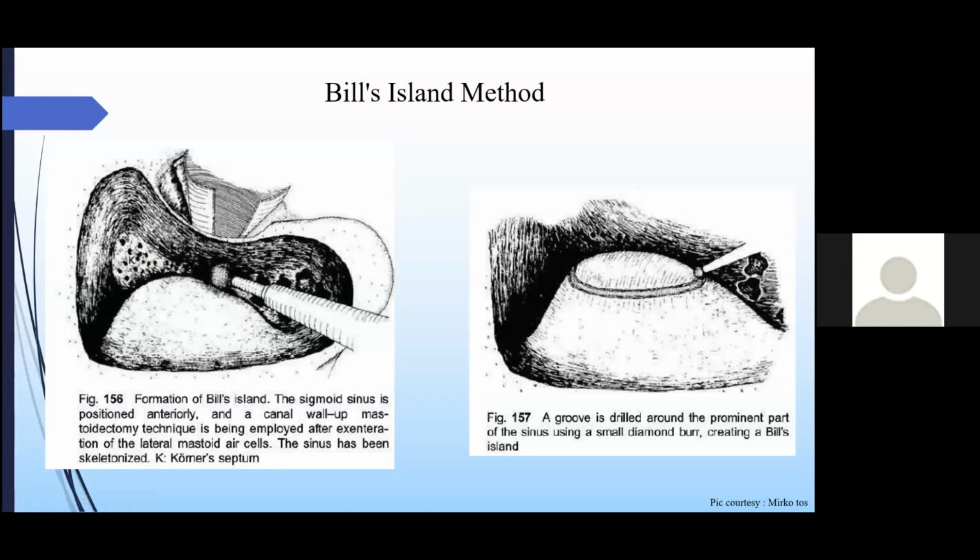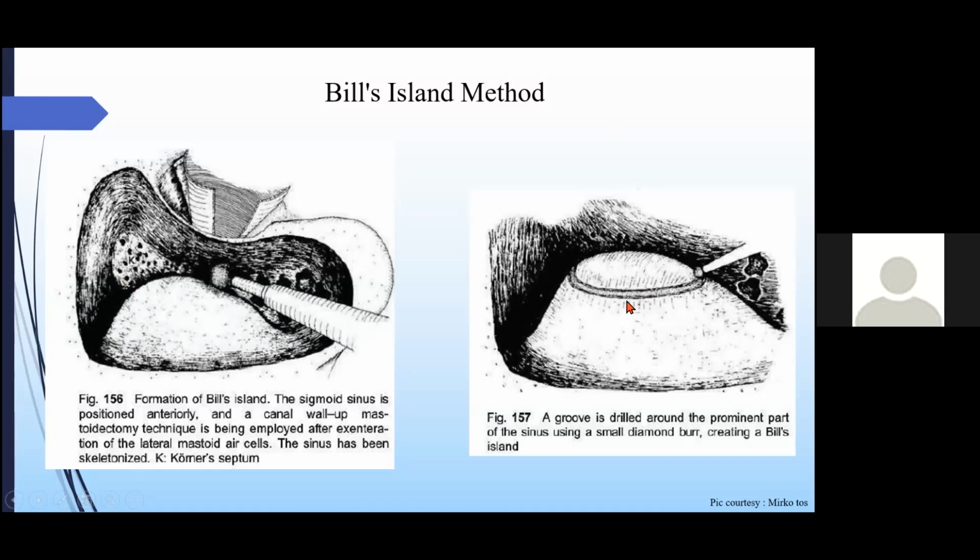So in this technique, as per Bill's, we first skeletonize it to a level to make it very thin, approximately 0.5 millimeters, with a diamond burr. As we know, we are drilling across a very delicate structure and it can lead to profuse bleeding. So after making it very thin, we should switch to a small burr of approximately 2 millimeters, and one island of bone is drilled across the most prominent part of the sigmoid plate.